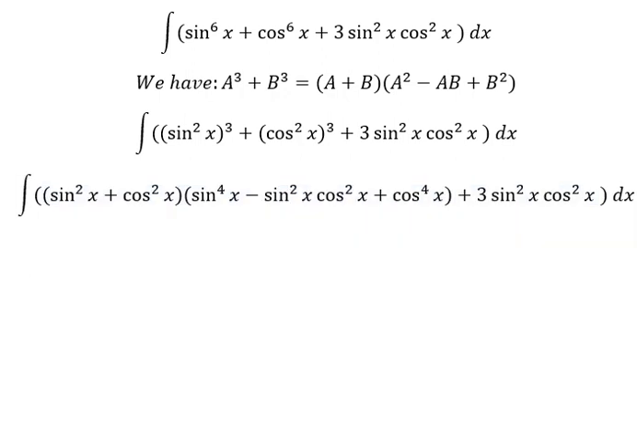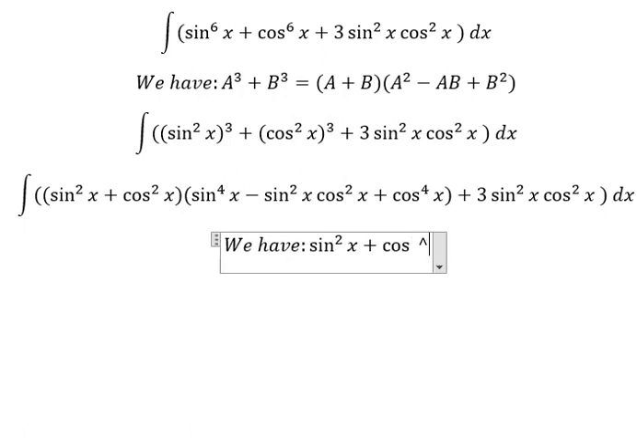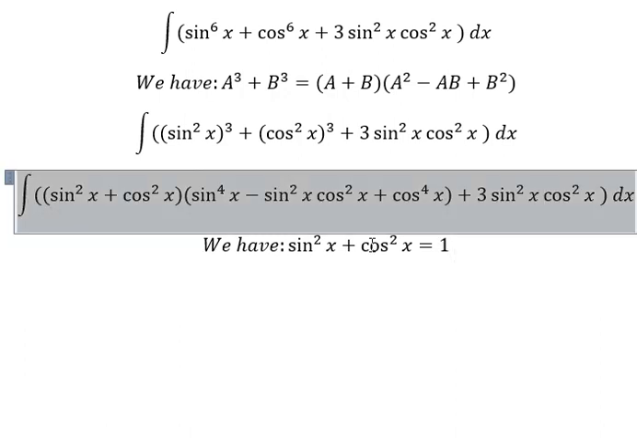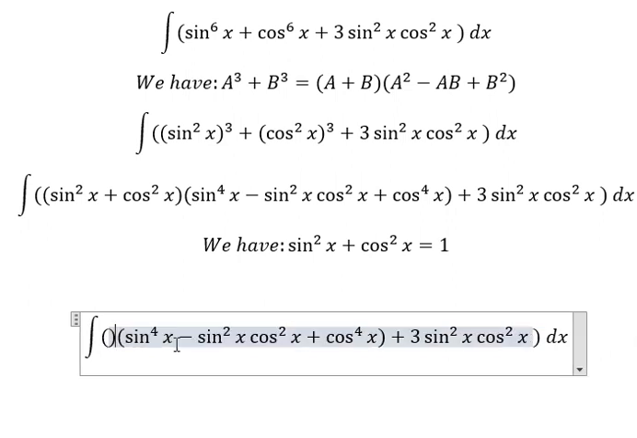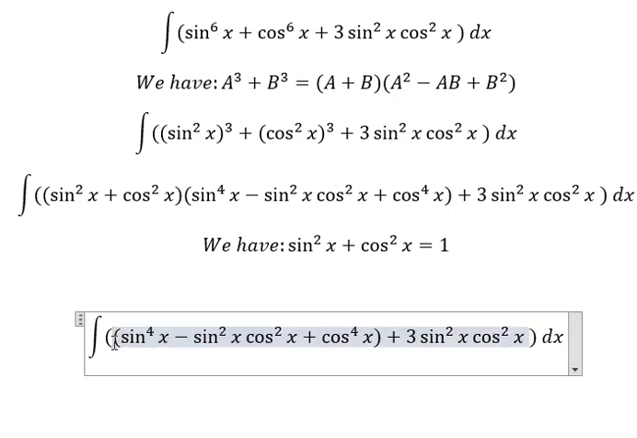Next, we have the formula in here: sine s square plus cosine s square equals number 1. And now we need to change this one into number 1. And now we just have only this one.